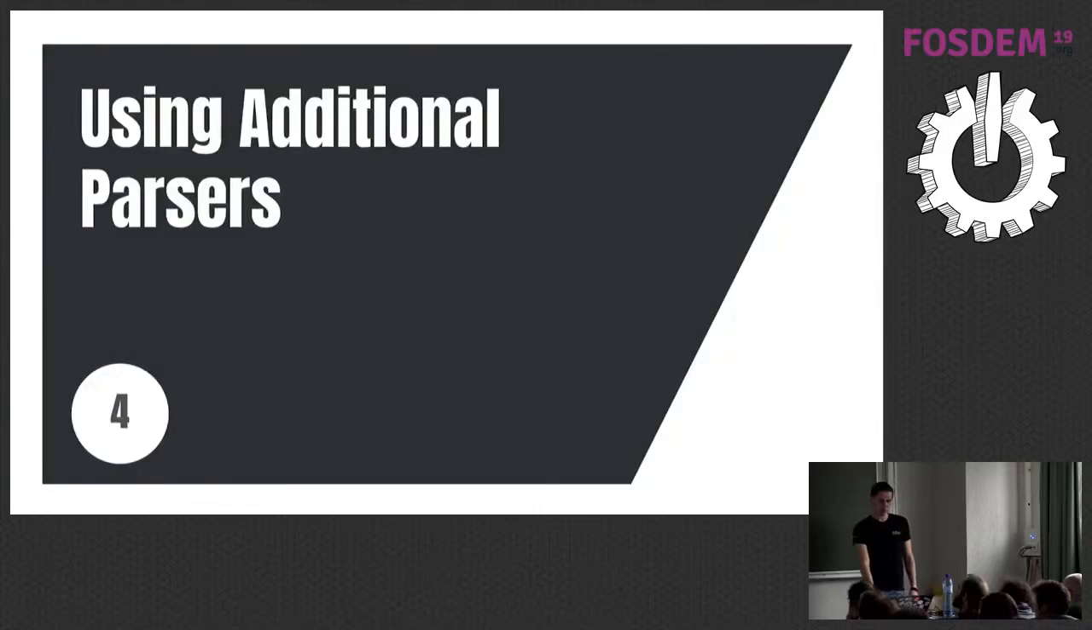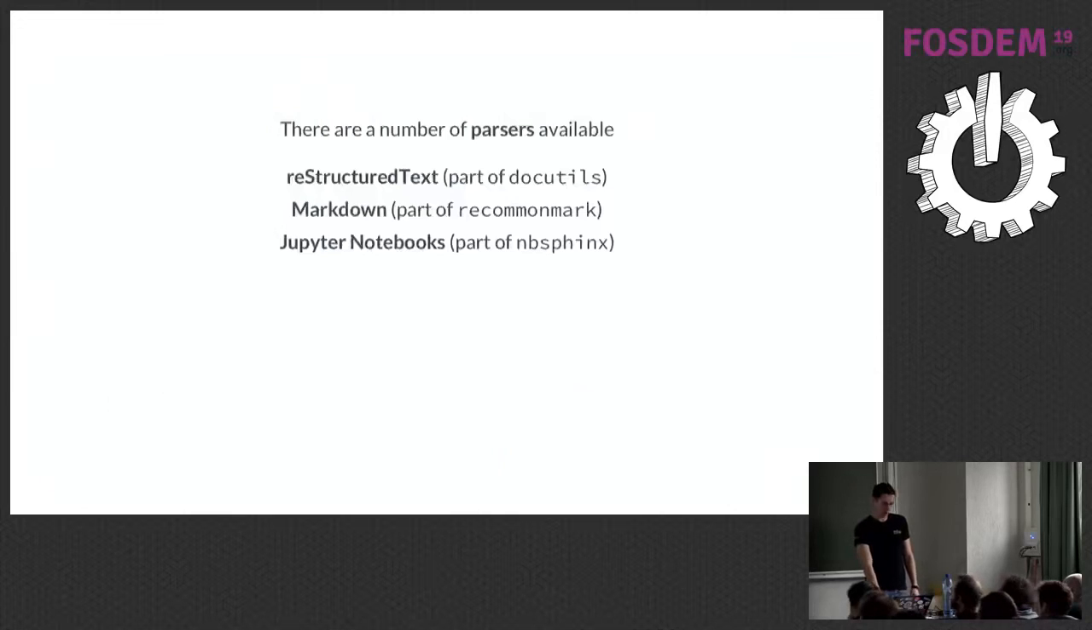So Markdown is in the summary of the talk. It's one of the parsers that's currently available for docutils. There's another one there which is for Jupyter notebooks. I've never used that. I've used the Markdown and restructured text one. And obviously it is possible to write additional ones for AsciiDoc or whatever you fancy converting.